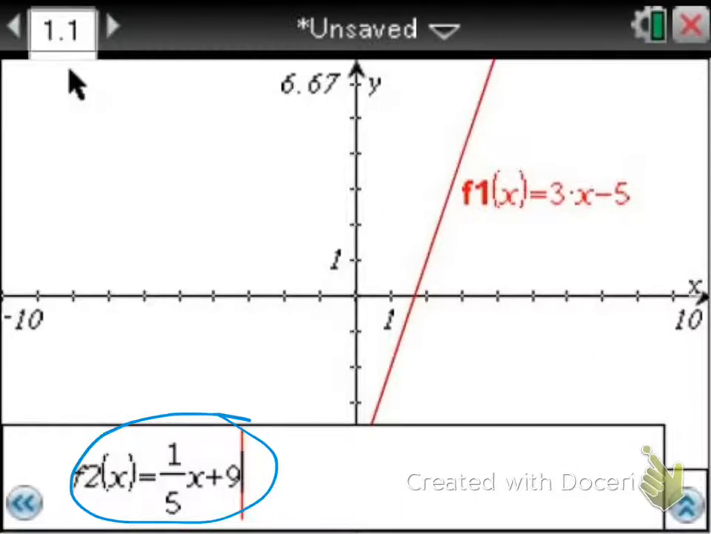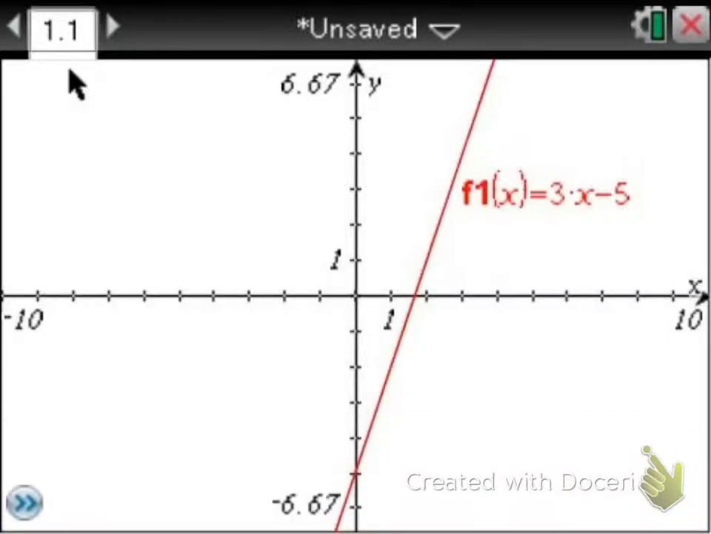To get to the second equation, remember, press tab. If you press tab, the box will pop up and you can type in your second equation. There's the second equation I'm typing in. Now, when I press enter, can you see the second equation? Where did it go? It's not there. Sometimes you won't see the second equation.